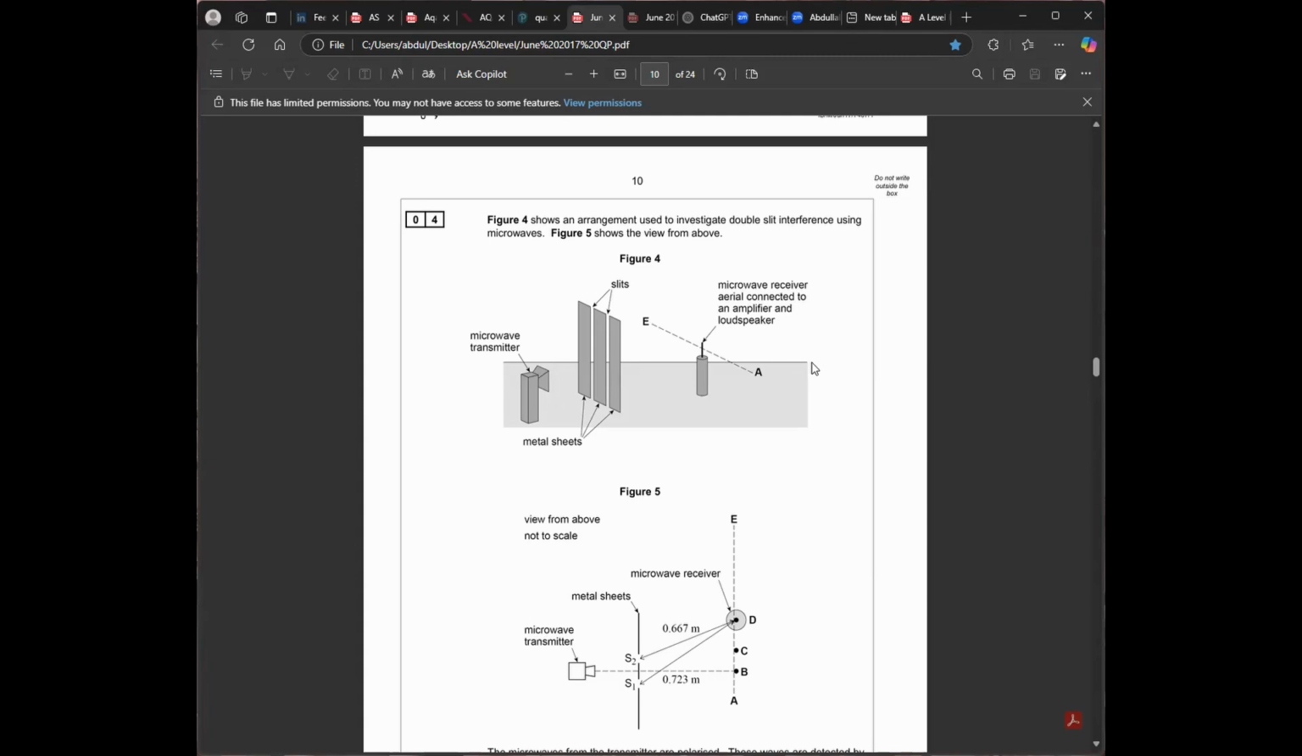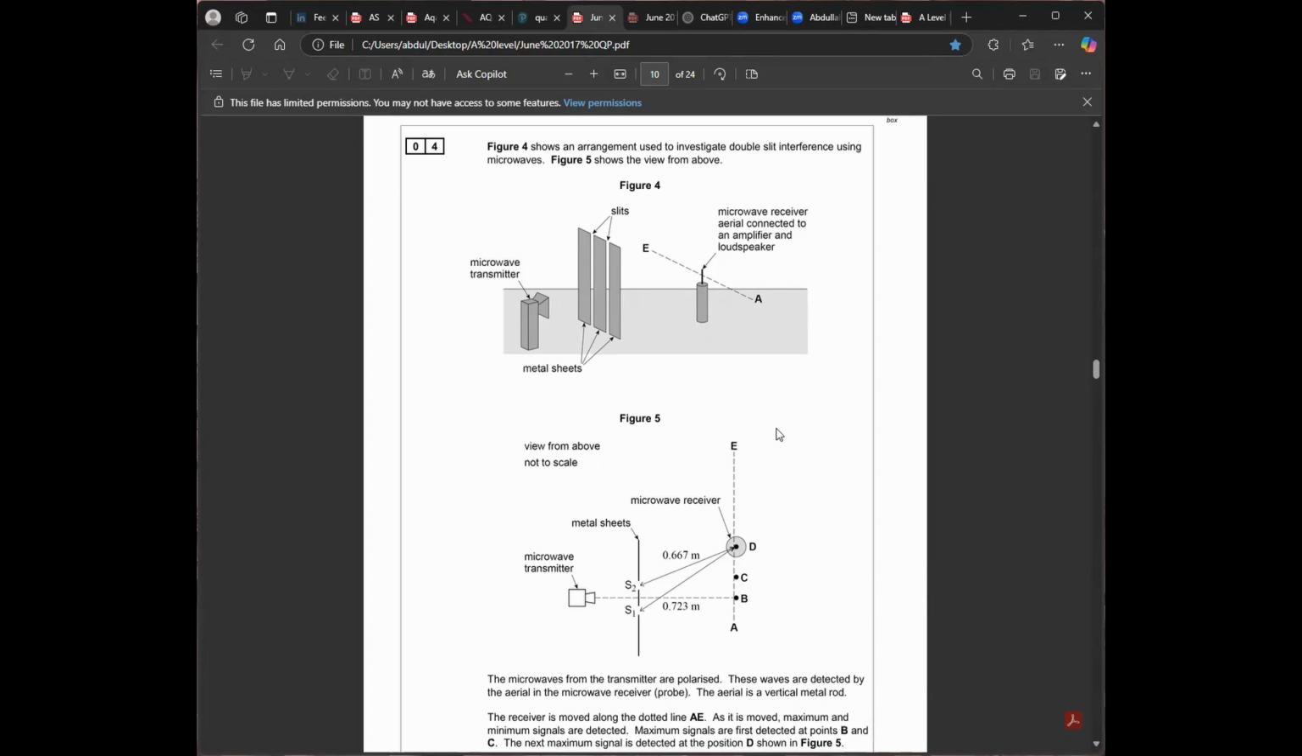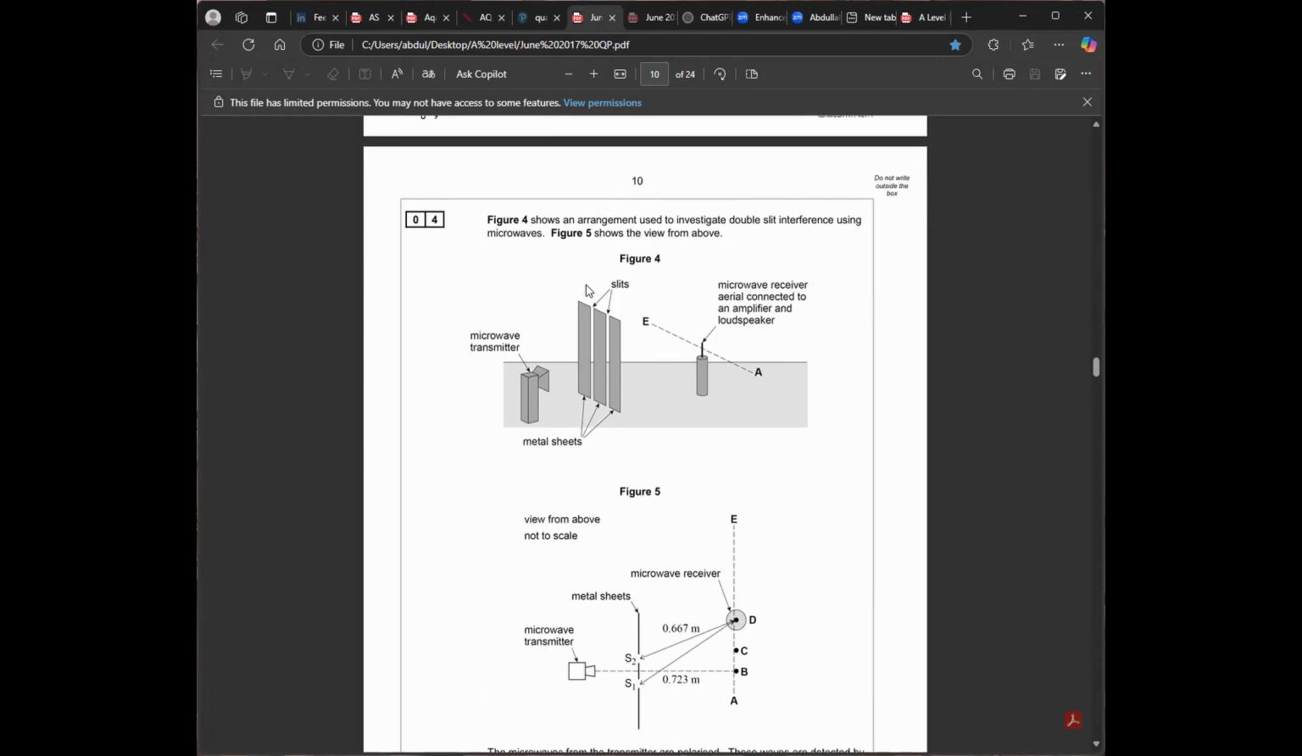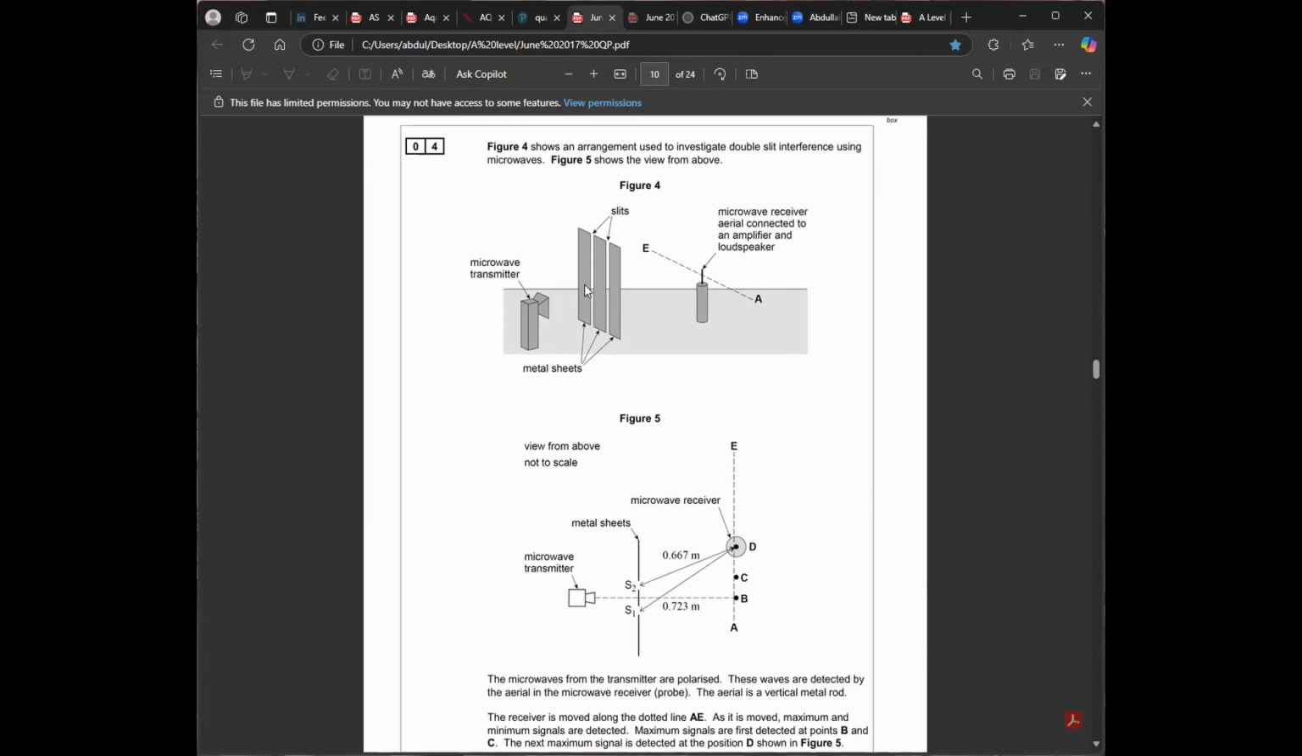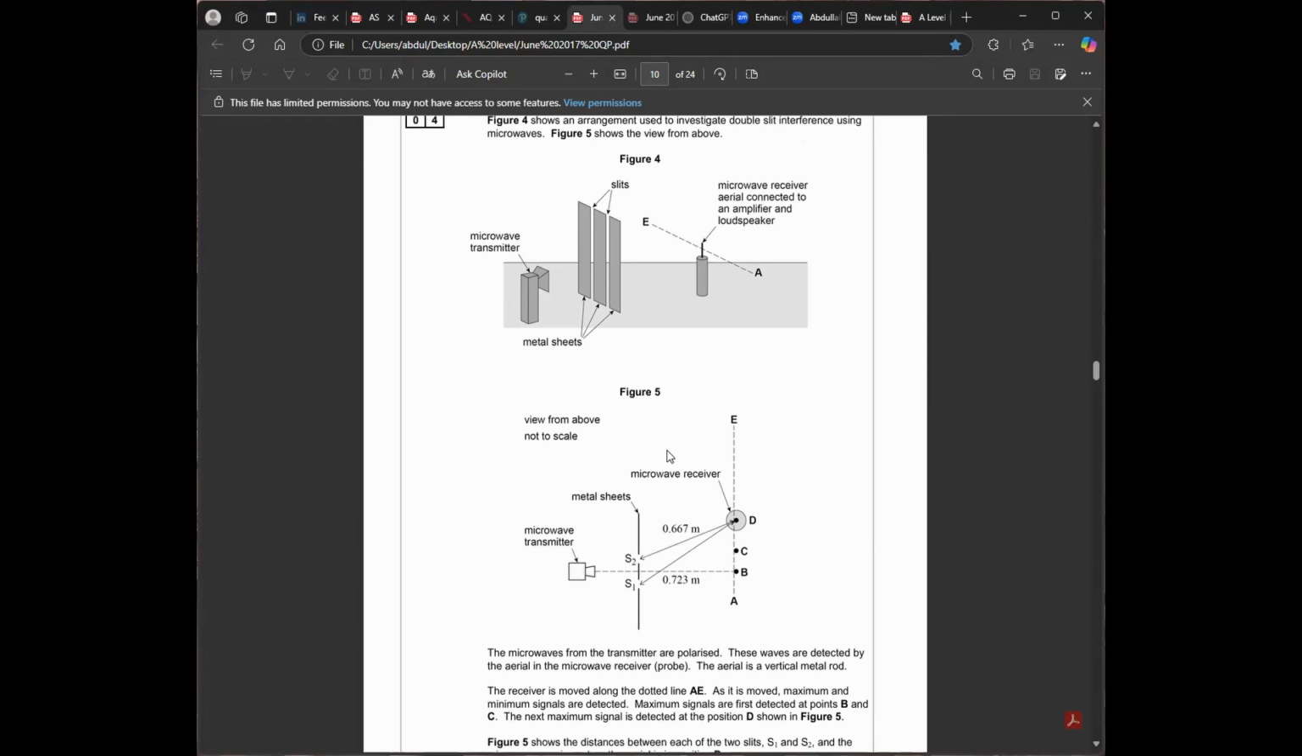Question 4 shows an arrangement used to investigate double slit interference using microwaves. Figure 5 shows the view from above. There's a microwave transmitter, then there are these slits made out of metal sheets. Because this is a microwave transmitter, I'm assuming the wavelengths would be longer. That's why they would need to have bigger slits, as we saw before.